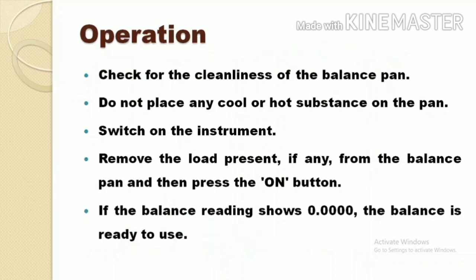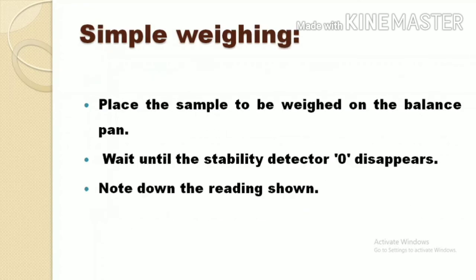Operation. Check for the cleanliness of the balance pan. Do not place any cool or hot substance on the pan. Switch on the instrument. Remove the load present, if any, from the balance pan and then press the on button. If the balance reading shows 0.000, the balance is ready to use. Sample weighing. Place the sample to be weighed on the balance pan. Wait until the stability detector disappears. Note down the reading shown.